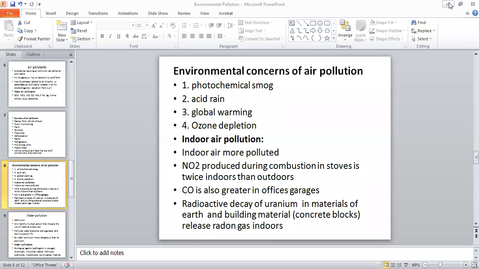Now these acids which are formed in the atmosphere will come to the earth in two forms. Either they will come to the earth in rain in the form of acid rain, or they will have dry deposition on the earth's surface as sulfates and nitrate salts. So ये दो तरह से अर्थ की सरफेस के ऊपर वापस आ सकते हैं.